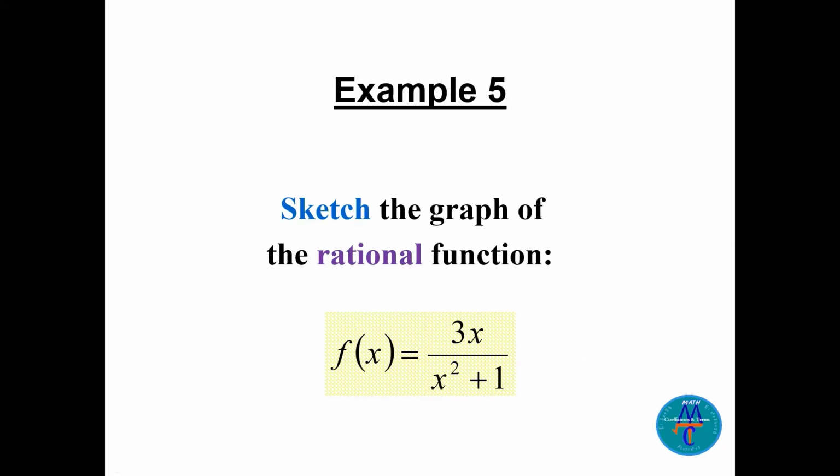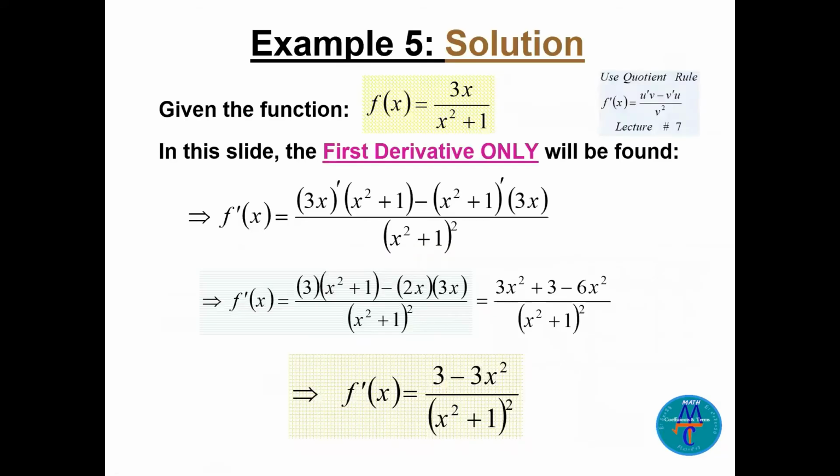Example number 5 is a little harder. Let's sketch 3x divided by x squared plus 1. As usual, we can start with the first derivative. So in this slide, see, it takes little steps. It took the whole slide only to find f prime here.